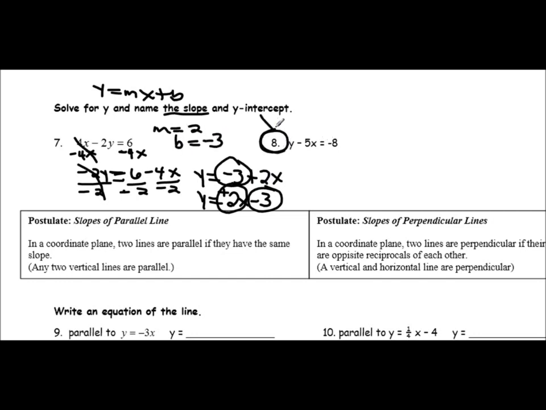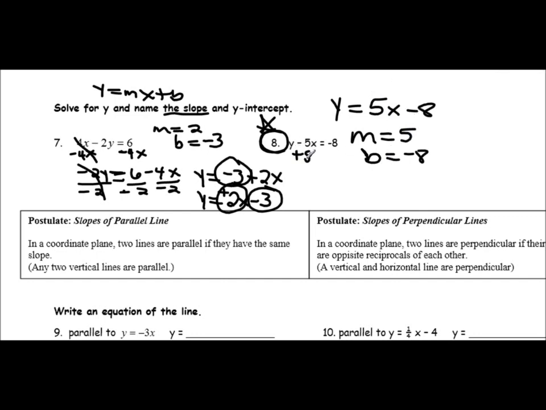All right, now you try number 8. First get it to say y equals, and then we'll figure out what your slope and your y-intercept are. Pause the video and see if you get what I get. All right, if you solve for y, you would have gotten y equals 5x minus 8, making your m, your slope, 5, and your b, your y-intercept, -8.